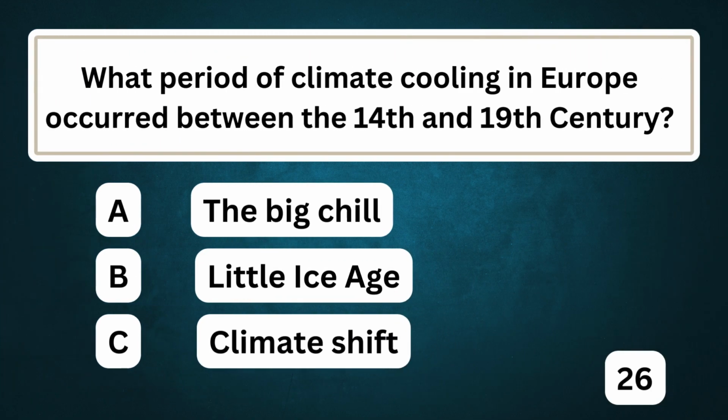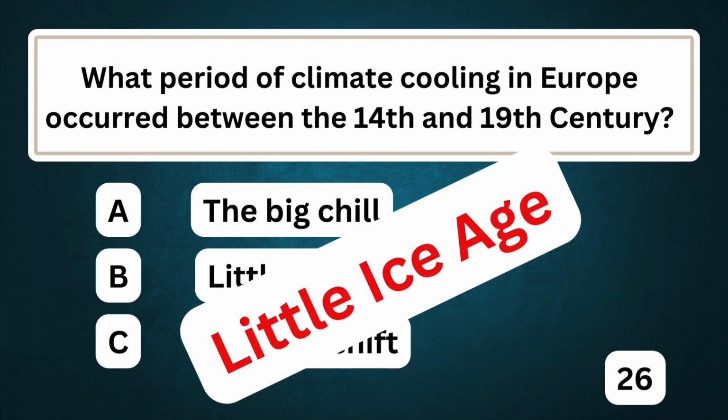What period of climate cooling in Europe occurred between the 14th and 19th century? The Little Ice Age was a period of climate cooling in Europe, impacting agriculture.